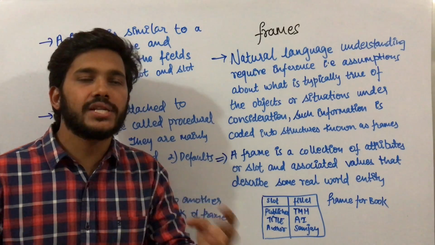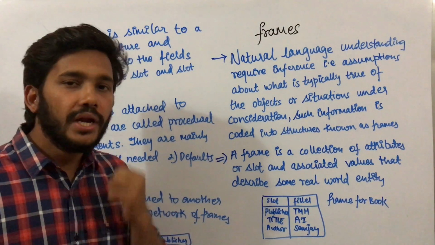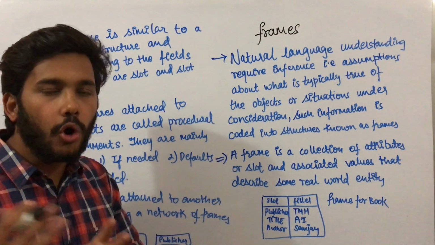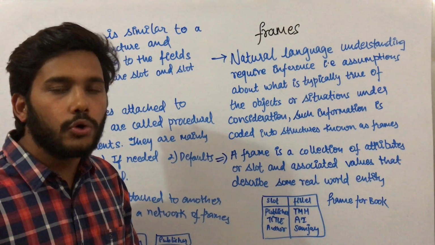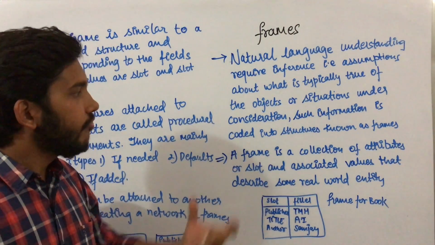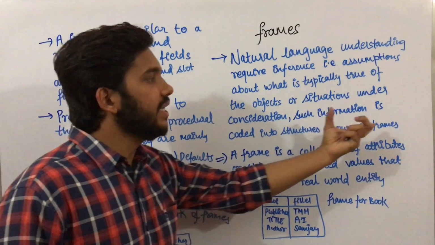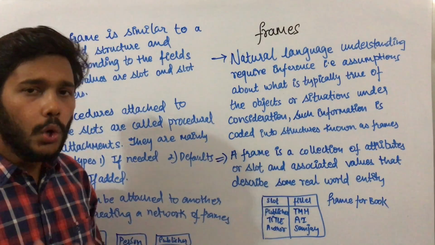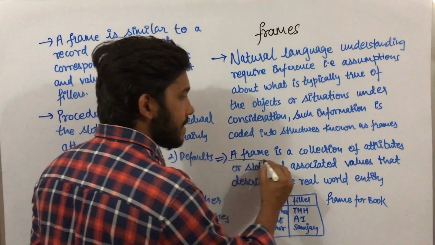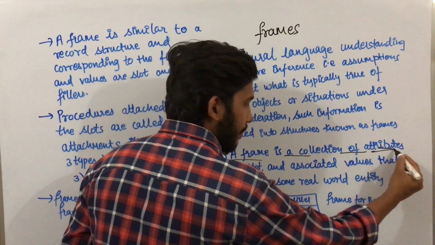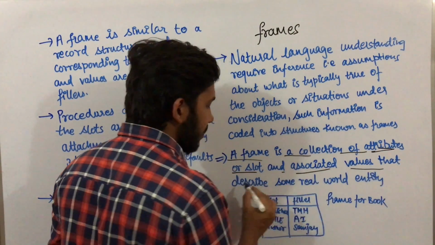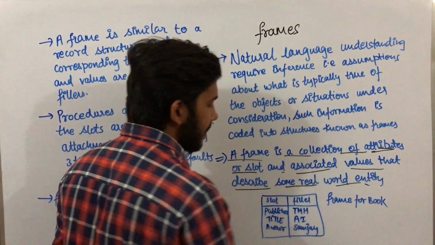When we want to do natural language processing, we require assumptions about what is typically true about the object and the situation under consideration. For such types of structures we need frames. So what is a frame and how do we create these frames? A frame is a collection of attributes or slots and associated values that describe some real world entities.